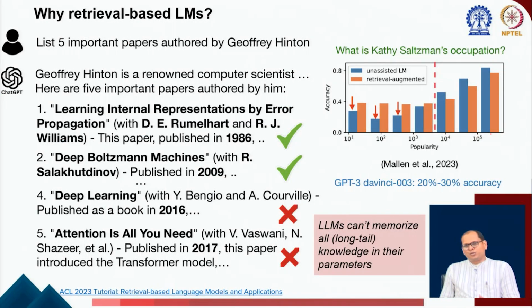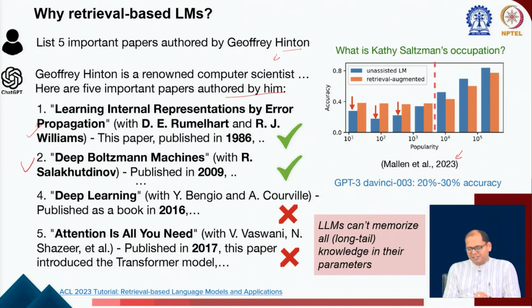There are certain issues with language models like that, and that's why retrieval is preferred. For example, this is a screenshot of a model reported in a paper in 2023. Suppose you ask the model a certain question, and it will give a very nice format, like: list 5 important papers authored by Geoffrey Hinton, and it gives a very nice answer.